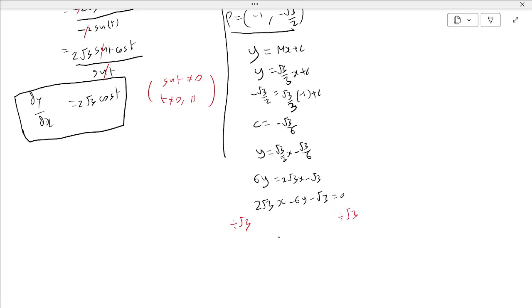2 root 3 divided by root 3 is 2. 6 divided by root 3, well, do that any way you like, rationalize the denominator or whatever, put it in your calculator. It's 2 root 3.